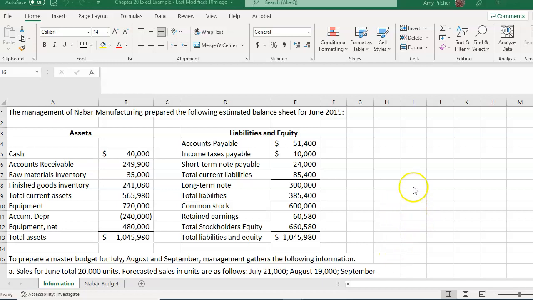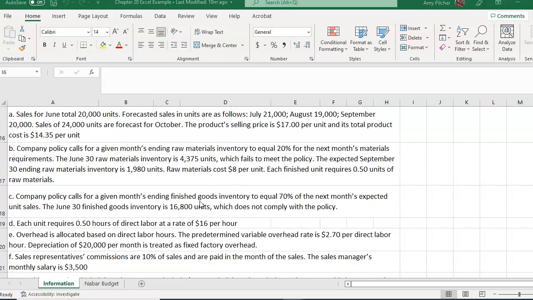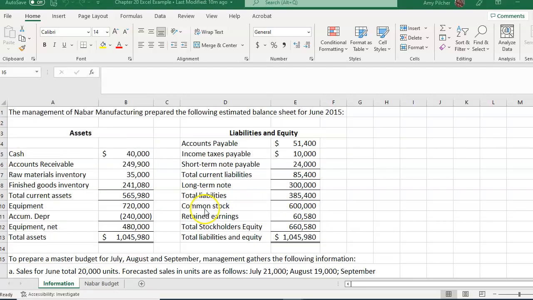This video goes over the example that we went over in class this week for Chapter 20, budgeting. So I'm going to show you how to do a full budget in Excel, similar to what we did in class. This follows the exact same information from the handout that we had in class this week. This is all the same information from your handout.